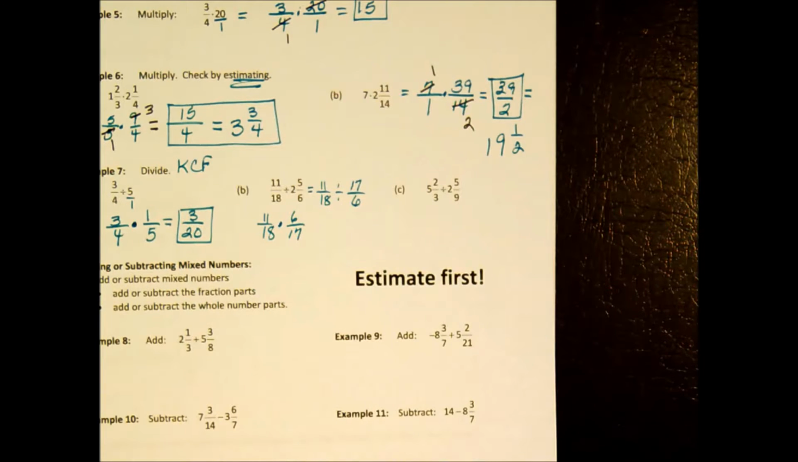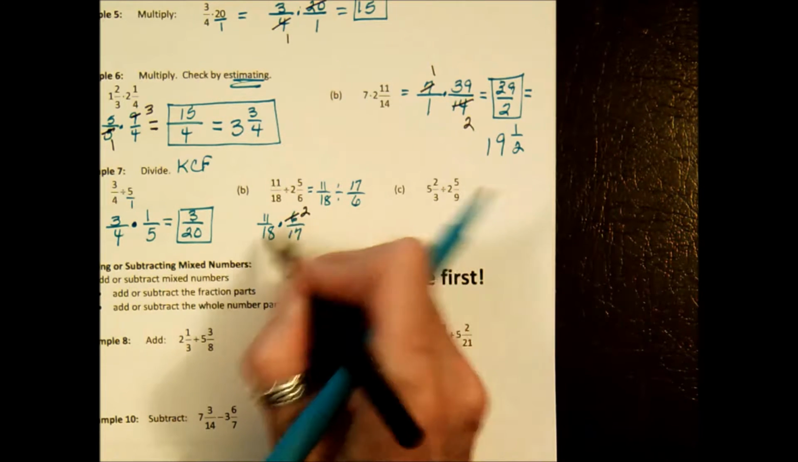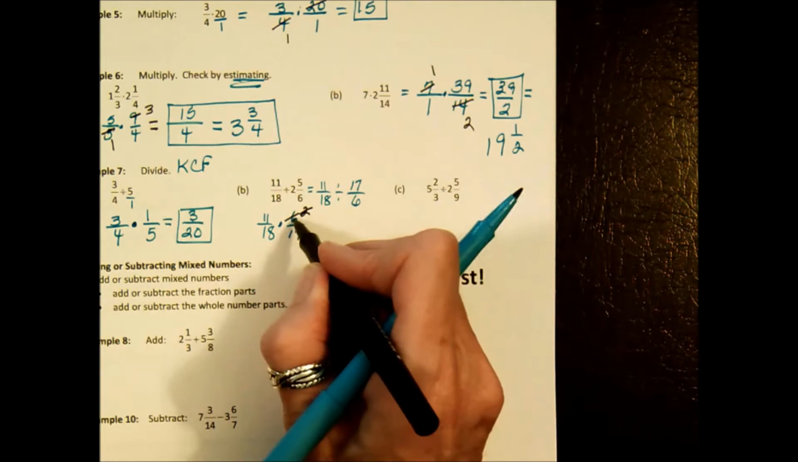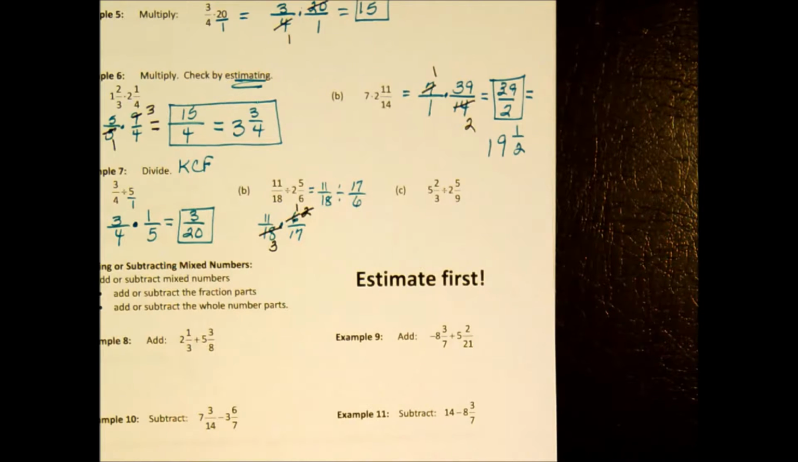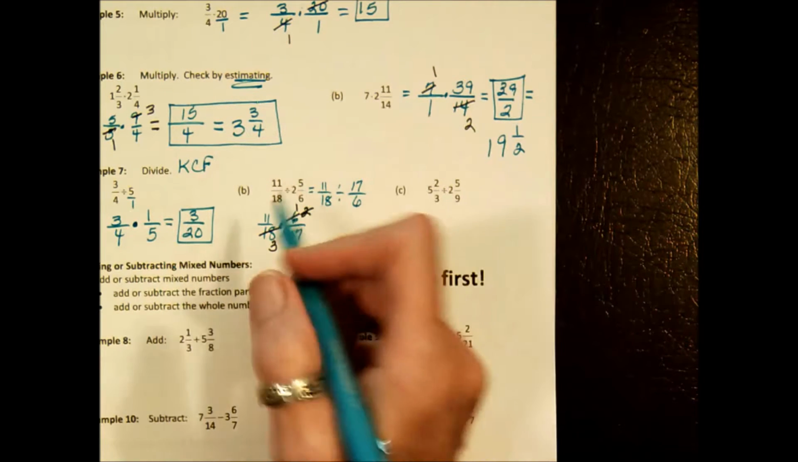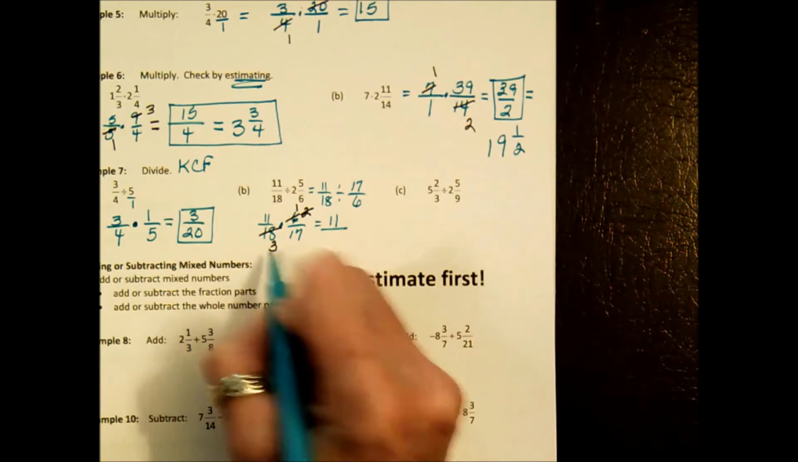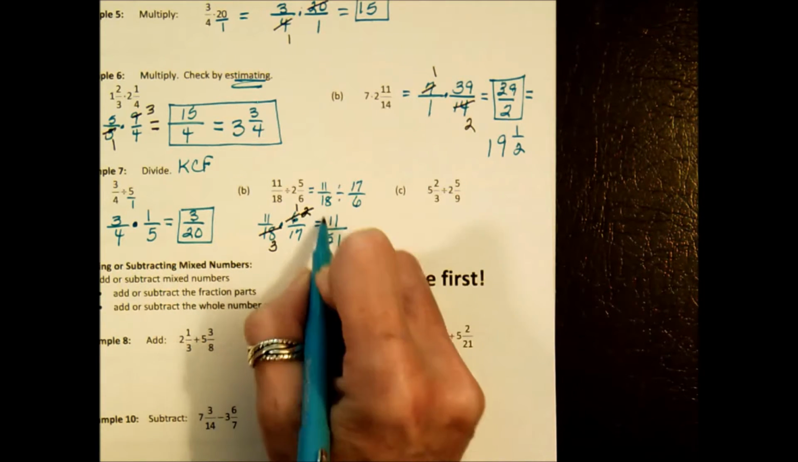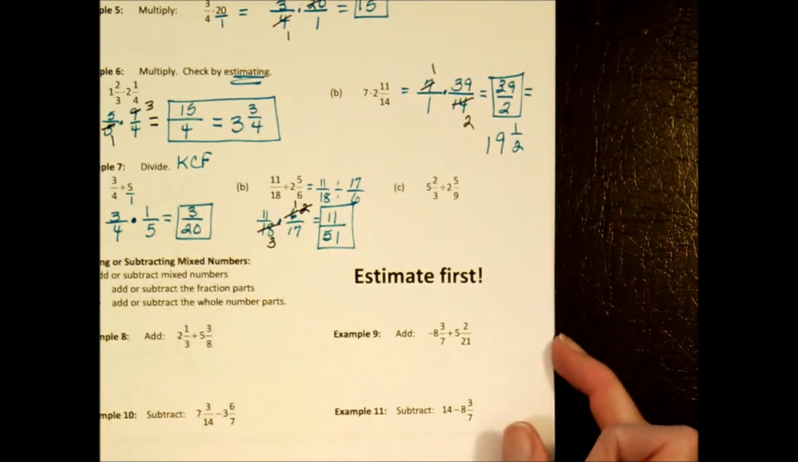I can cross cancel. 3 goes into 6 twice. Actually, 6 goes into 18, doesn't it? 6 goes into 6 once. 6 goes into 18 3 times. I didn't have the GCF at first. 11 times 1 is 11. 3 times 17 is 51. And that is a proper fraction, so you can't change that.